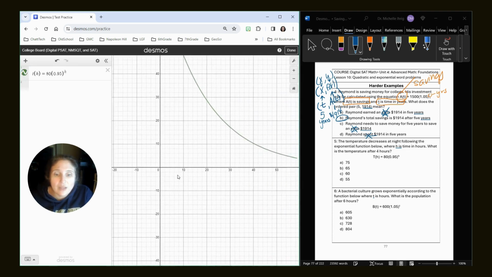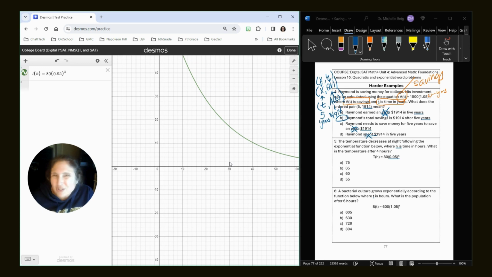If we wanted to scroll out, we could look at it, but we really don't need the graph right now. Since we've written it in function notation, meaning the T of h, we're just going to type in T of, and then the number 4. And that's our answer. Okay, 65.1605. So what is the temperature? The one that makes the most sense would be 65 degrees. Notice that capitalization matters. We needed to keep it lowercase.